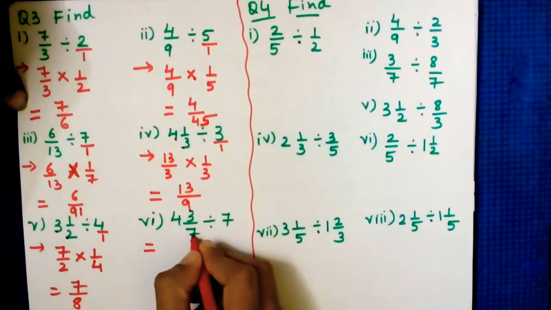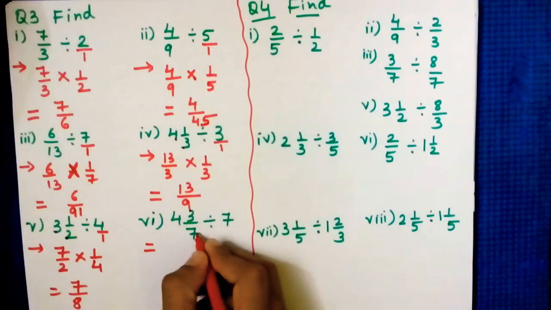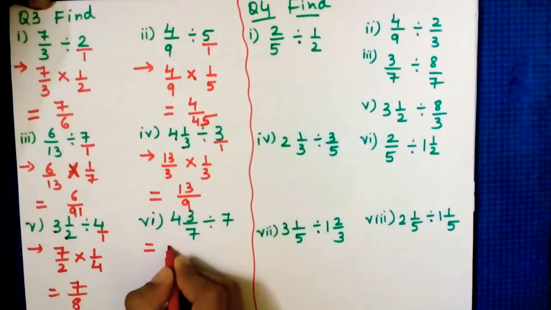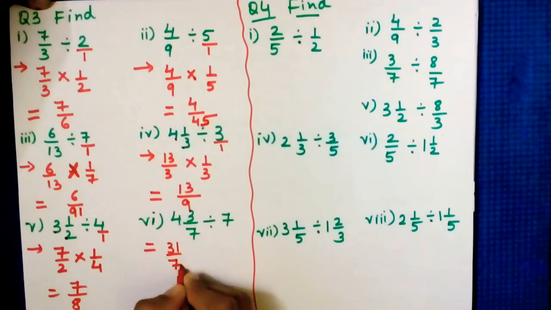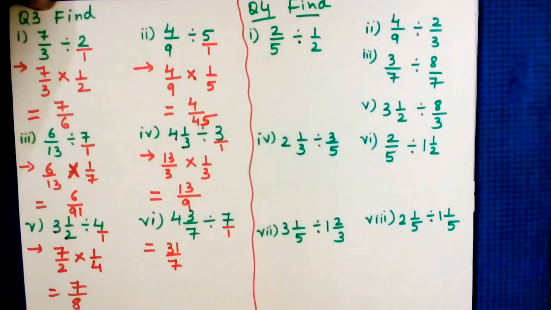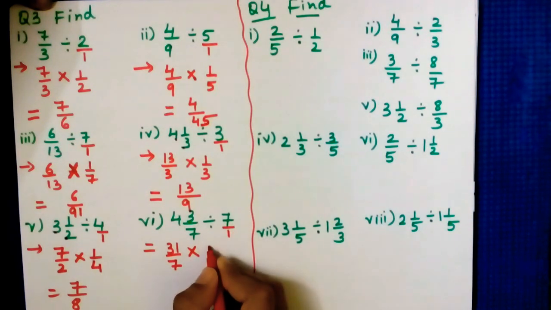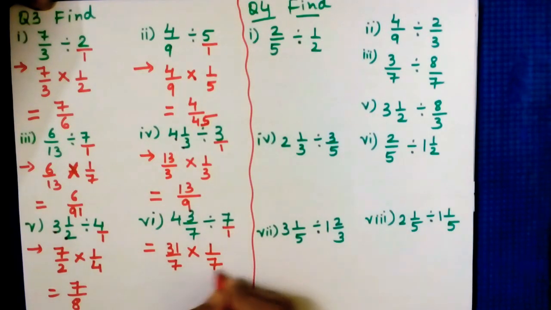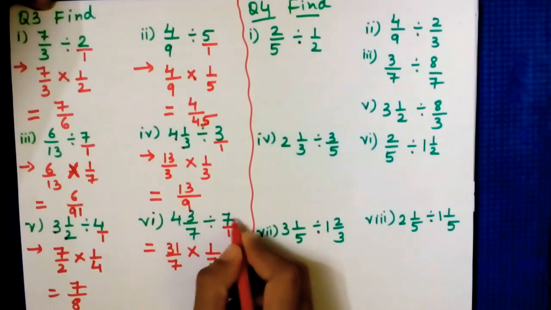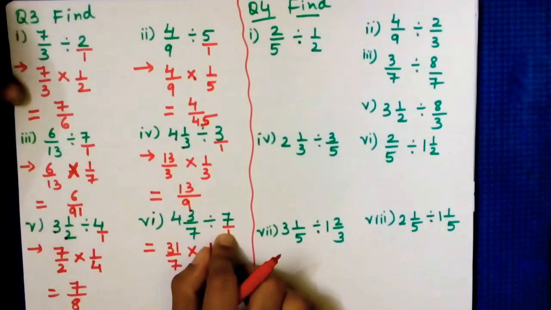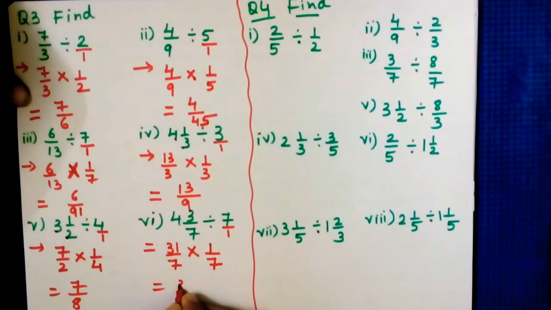The sixth one is also of the same type. We first convert the mixed fraction. 4 sevens are 28 plus 3, so 29, 30, 31. So it will be 31/7. Here again 7 is given. You can write it over 1. The division sign will change into multiplication, and 7/1 will become 1/7. You have to change the sign and take the reciprocal. Only these two changes you need to keep in mind: the sign and the next number's reciprocal. So 31 ones are 31, and 7 sevens are 49.